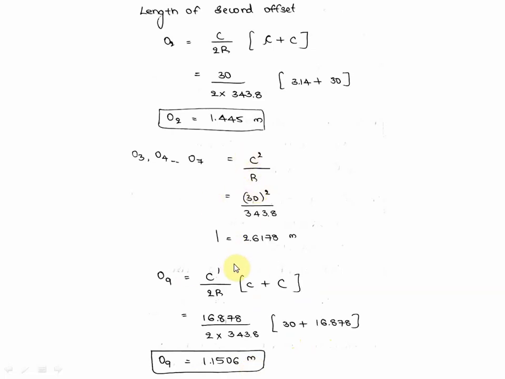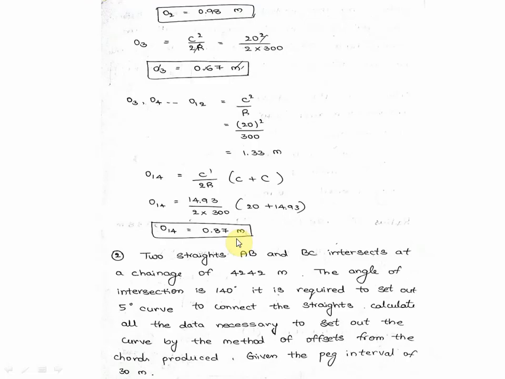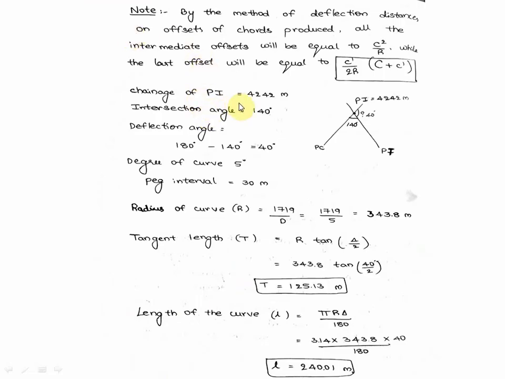Okay, now this is the end of your problem. Clear what you have done? They have given the chainage, intersection angle, degree of curve and peg interval. So first write the given peg interval. They have given the intersection angle, but we need the deflection angle, so 180 minus 140, you will get the remaining angle, that is 40 degrees, right? First, the radius of the curve is 1719 by D. D is the degree of curve, they have given 5 degrees. So calculate the radius R.